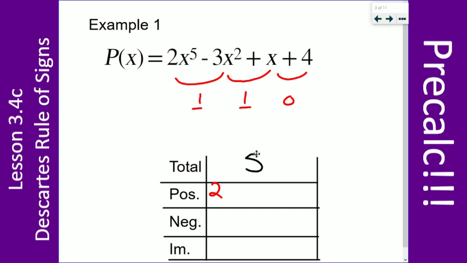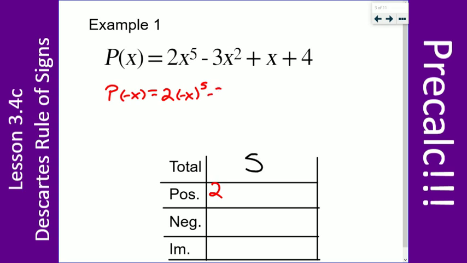Okay? So now we want to find out what is in f of negative x. So we say p of negative x equals 2 times negative x to the fifth minus 3 times negative x squared plus negative x plus 4. Once we have that, if I take a negative number and multiply it by itself 5 times, a negative times a negative times a negative times a negative times a negative, 5 negatives make a negative. So it's negative 2x to the fifth.